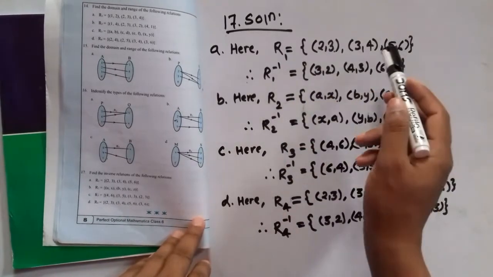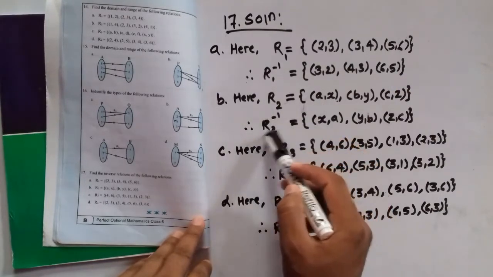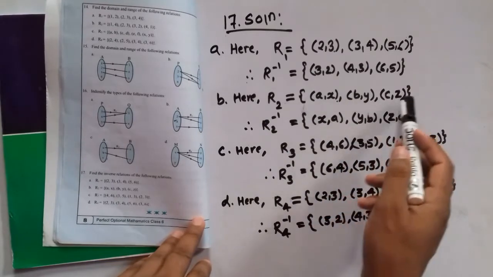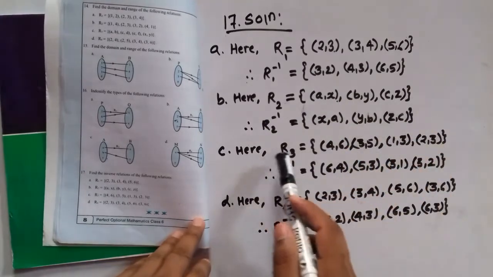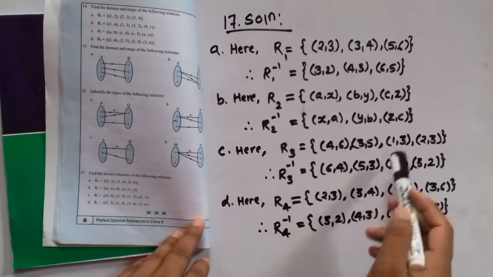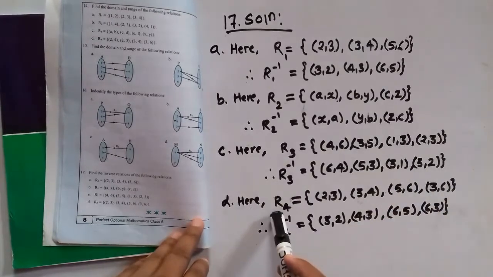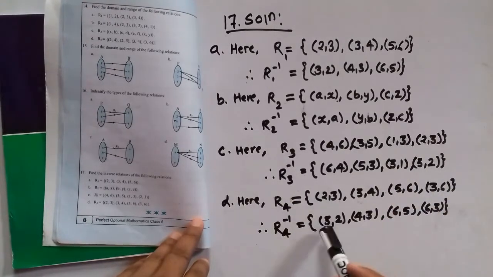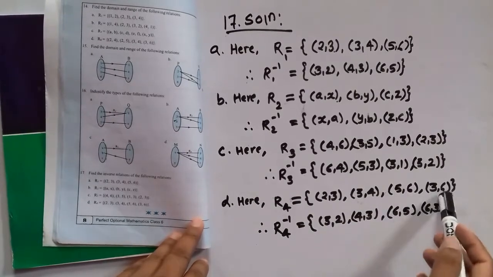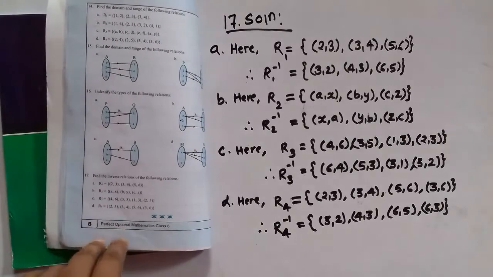In other terms we can say in inverse relation the first and second elements are exchanged. Similarly, for this relation R2, inverse relation is xa, this by becomes yb, cz becomes zc, and in this relation R3, 4 6 becomes 6 4, 3 5 becomes 5 3, 1 3 becomes 3 1, 2 3 becomes 3 2. Then in relation R4, 2 3 becomes 3 2, 3 4 becomes 4 3, 5 6 becomes 6 5, 3 6 becomes 6 3. In this way we have to find inverse relation.